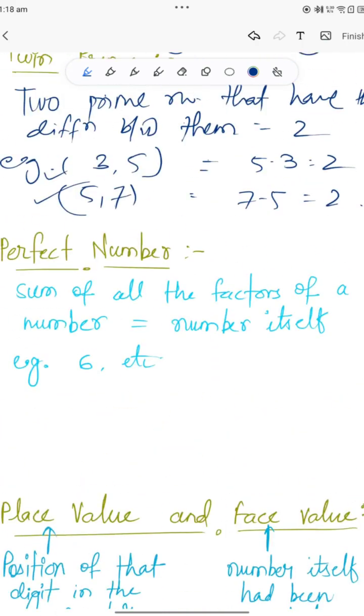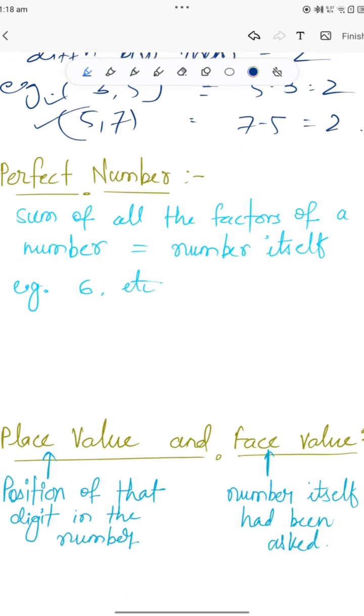These are important when you go ahead in the programming world. There, twin primes are used. So you must be able to know this.